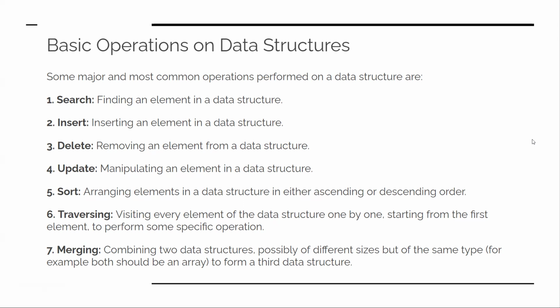So also we will discuss basic operations on data structures. Some major and most common operations performed on a data structure are: first, search, finding an element in the data. Second, insert, inserting an element in a data structure. Delete, removing an element from a data structure. Update, manipulating an element in a data structure. Sort, arranging elements in a data structure in either ascending or descending order.